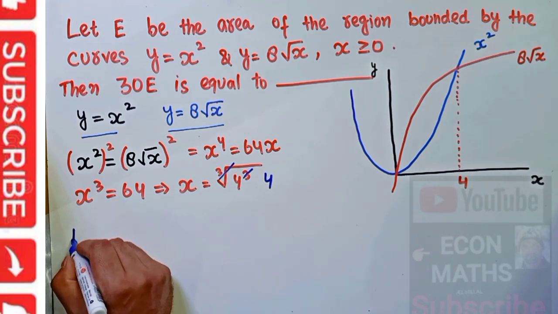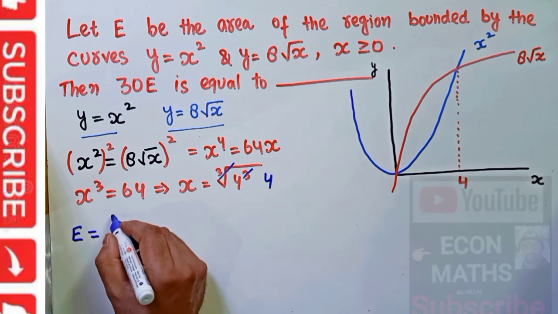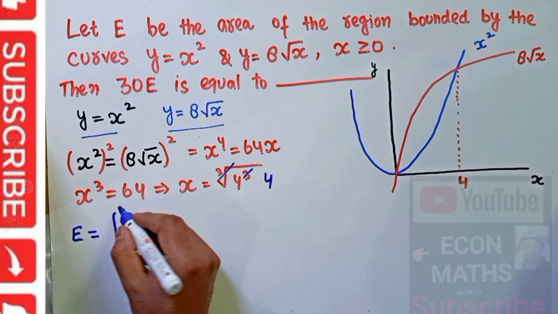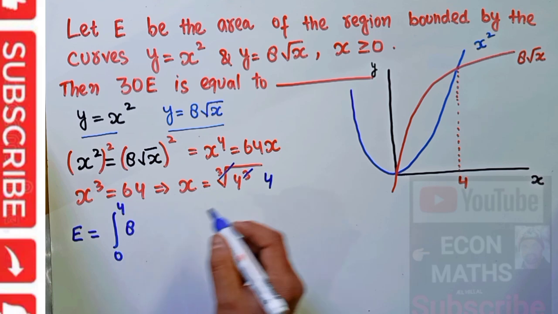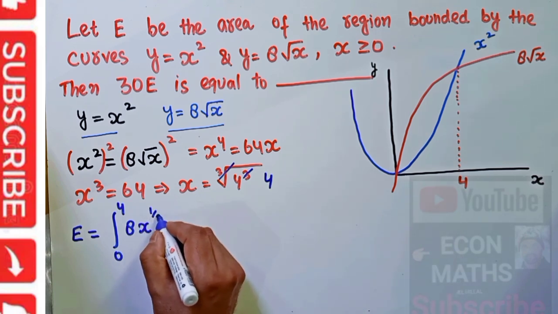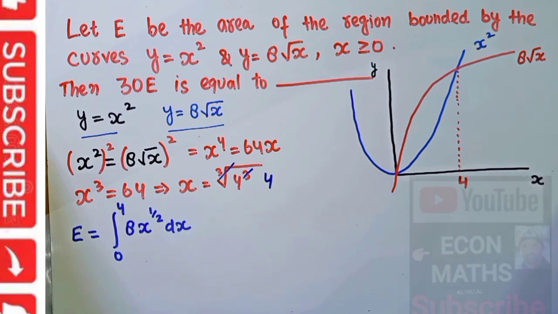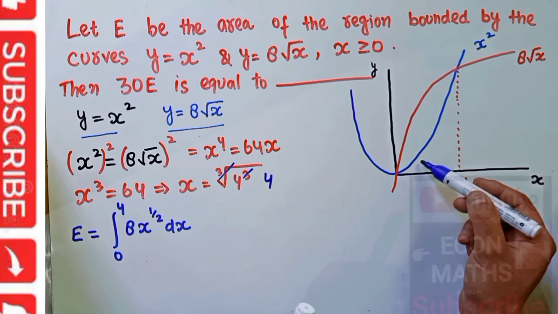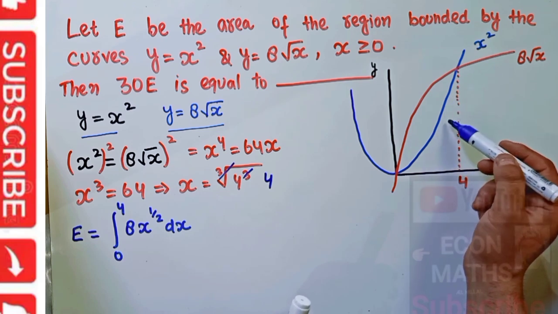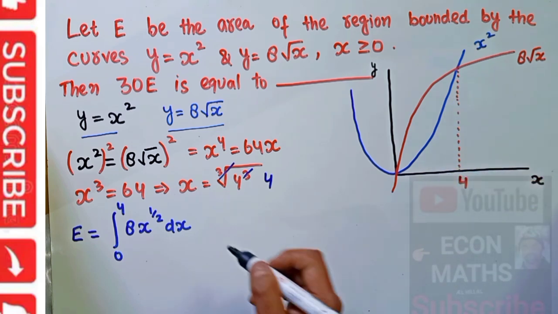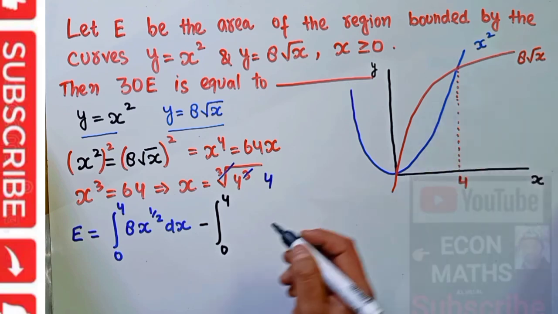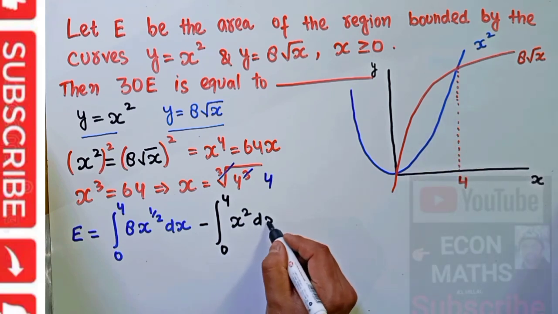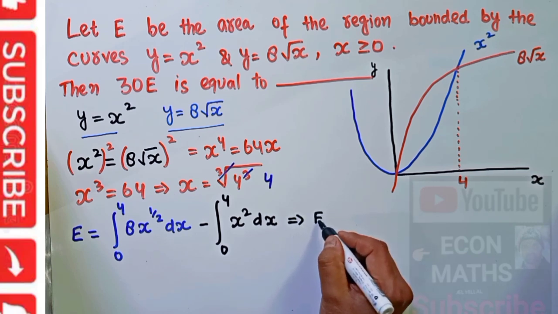So what we need to do, our E will be equal to the definite integral from 0 to 4 of 8 under root x, which can be written as 8 x to the power 1 upon 2 dx. So first we found the area of this upper region up to 4. From this we subtract the area below, bounded from 0 to 4 by our x square function, that is x square dx.